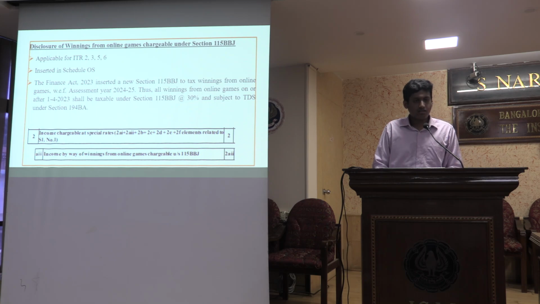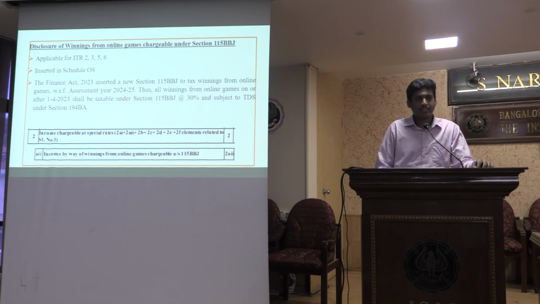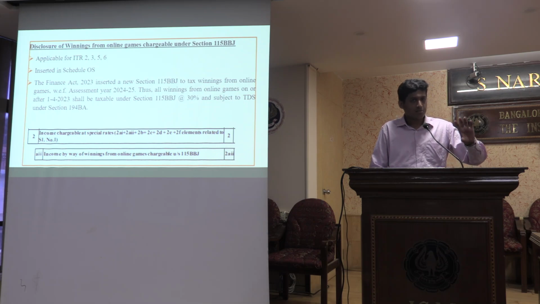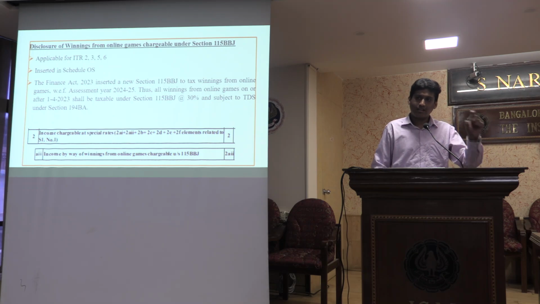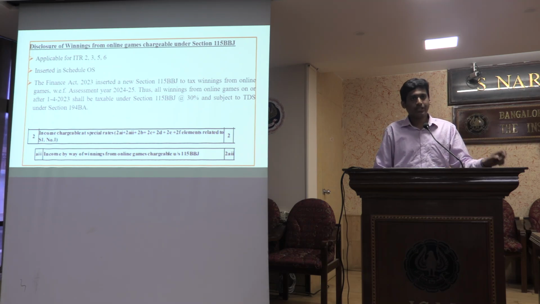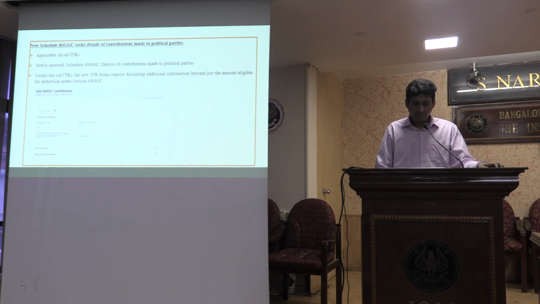And there is a new section for taxing winnings from online games. A new section, that is section 115BBJ, is introduced with effect from assessment year 24-25, wherein the net withdrawal that you have from online winnings will be taxed under this section at the rate of 30%. Since this is a new section with a special rate, this comes under incomes that are chargeable under special rates. So under that particular schedule, a new line item is added to tax winnings from online games.